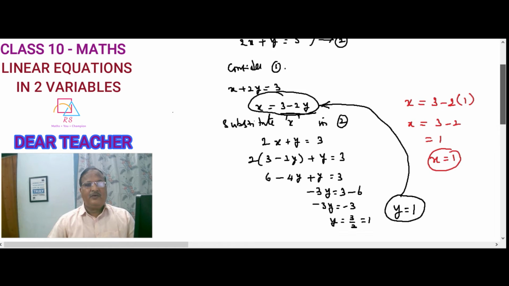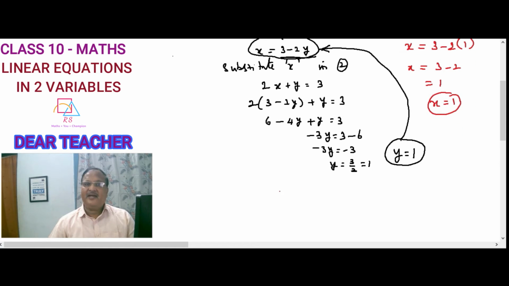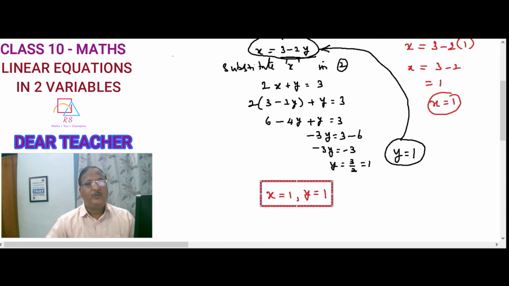So now finally you write the answers. x is equal to 1 and y is equal to 1. This is the solution of the given equations. So this is how you have to apply the elimination by substitution method.